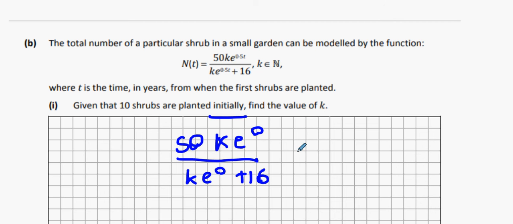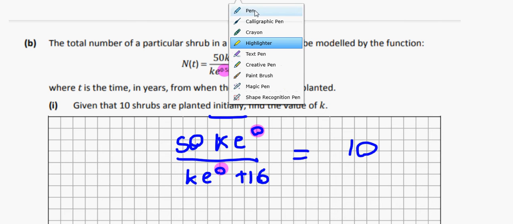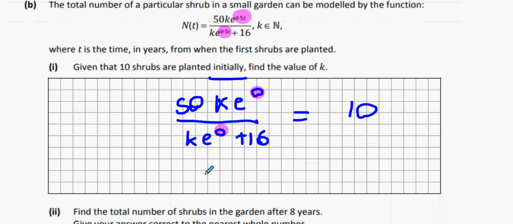Now, and the answer will be 10. We're simply replacing anywhere we see a t value with 0. Okay? And if you're wondering where that is, it's here and here are the t values, and they got replaced with 0. And that's why the two of them are 0. Okay? Next thing. You're going to get 50k over k plus 16 equals 10.